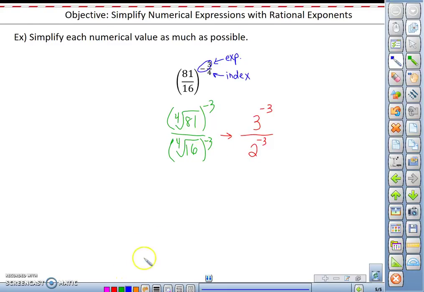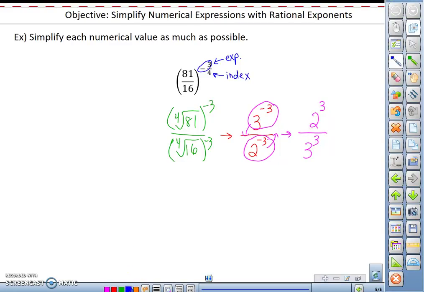At this point, we should use our negative exponent property. And the negative exponent property, remember, says that if we do the reciprocal of the power, it changes the sign on the exponent. So if I move this power to the denominator, the exponent will become positive 3. And if I move this power to the numerator, the exponent becomes a positive 3. So now what I have is 2 to the power of 3 in the numerator and 3 to the power of 3 in the denominator.